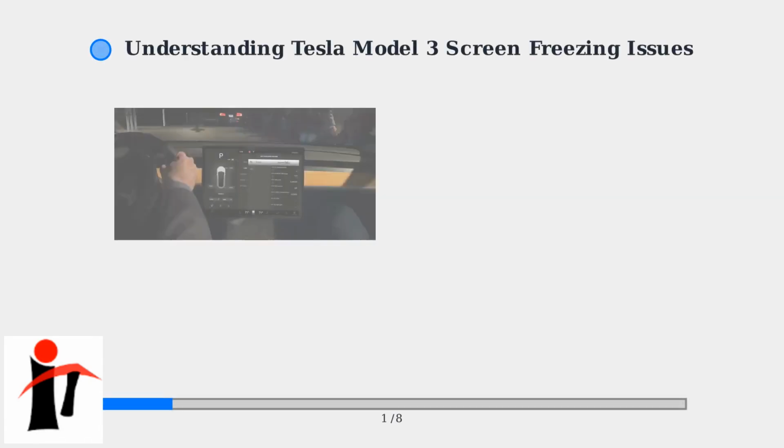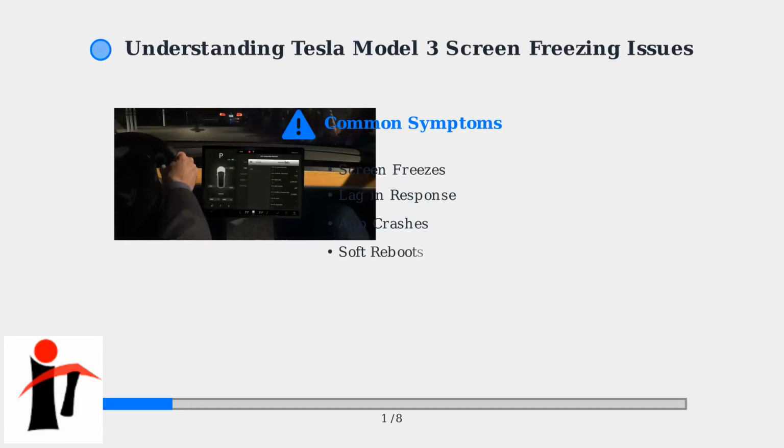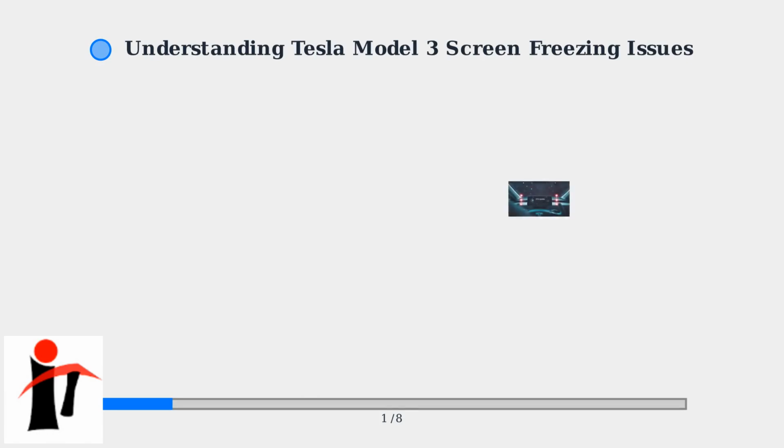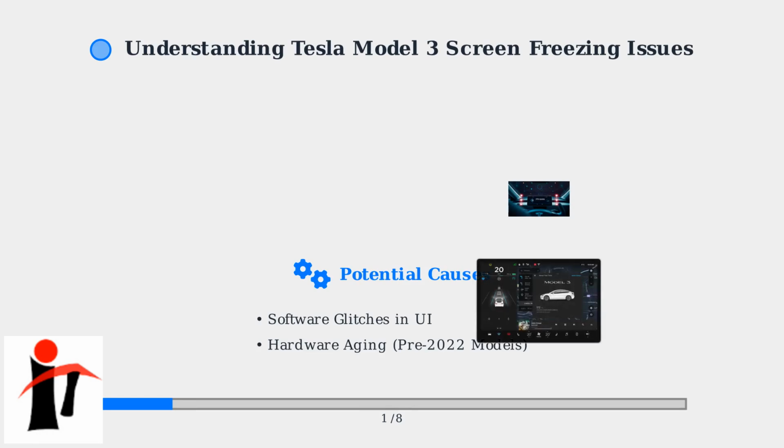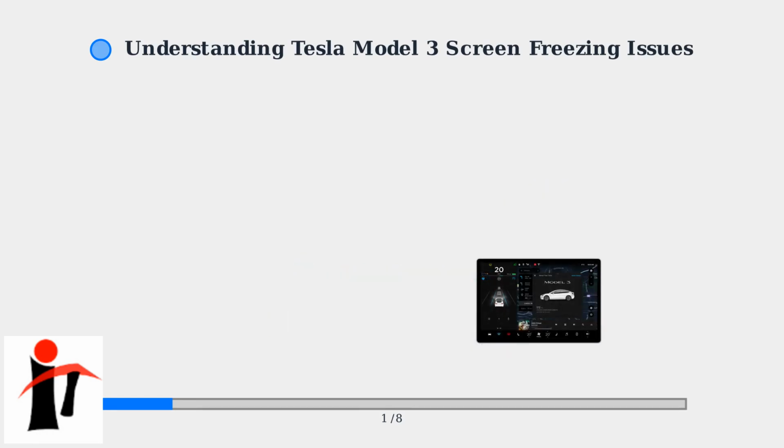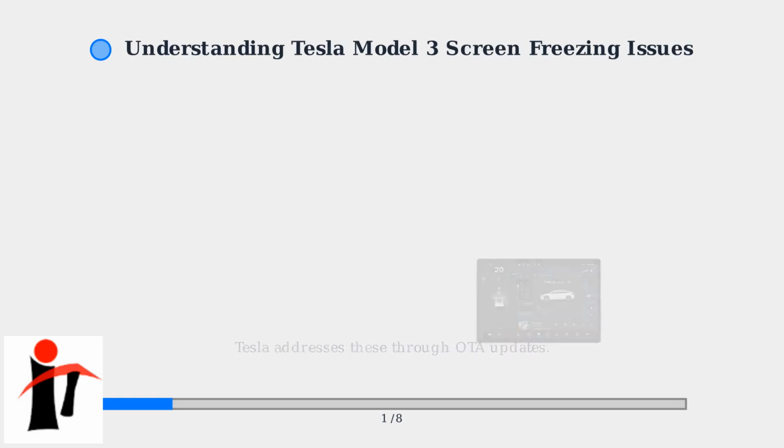Experiencing screen freezes, lag, app crashes, or soft reboots in your Tesla Model 3 can be frustrating. These issues are often related to software glitches in Tesla's user interface. While Tesla frequently addresses these through over-the-air updates, hardware aging, especially in pre-22 models, can also contribute. This video will guide you through troubleshooting steps and solutions.